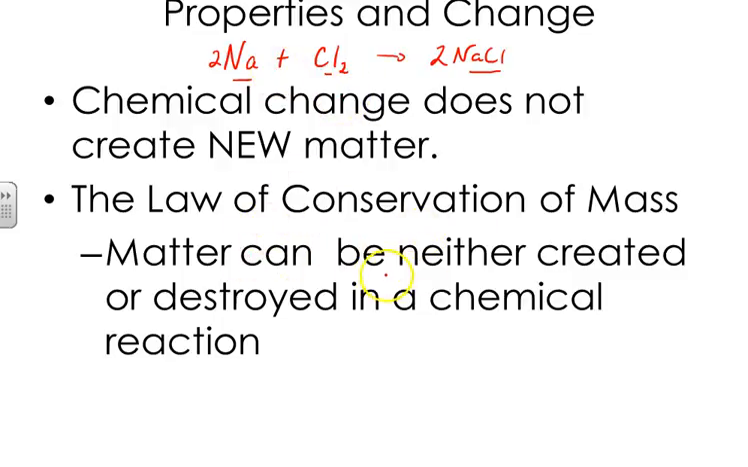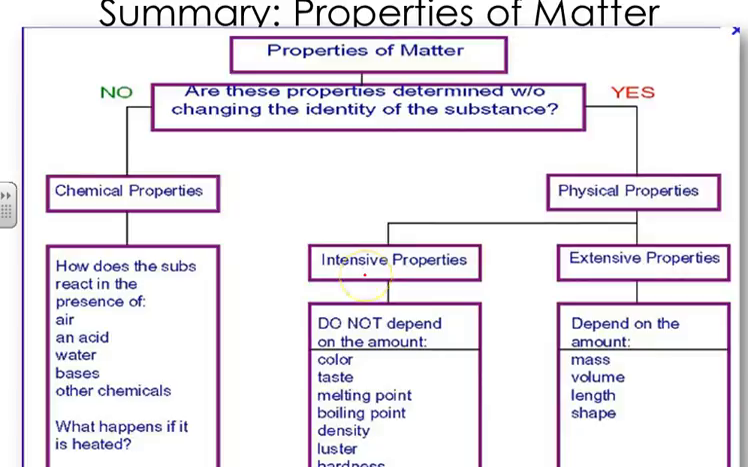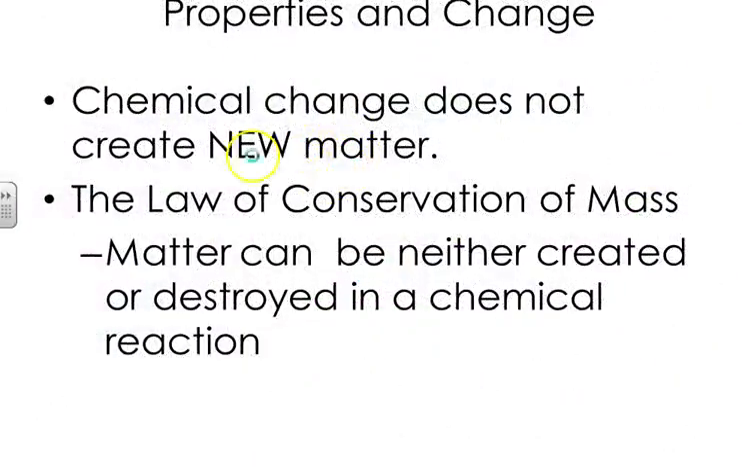Matter can neither be created nor destroyed in a chemical reaction, but it does change form. So even though all the atoms are present, they are rearranged and chemically bonded on this side in a way that they were not bonded on this side. That is the chemical change.